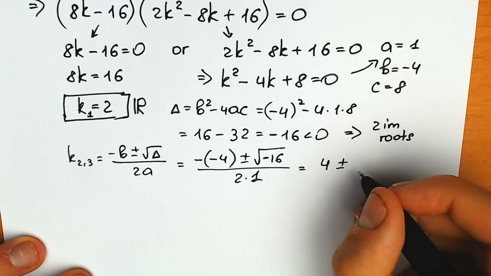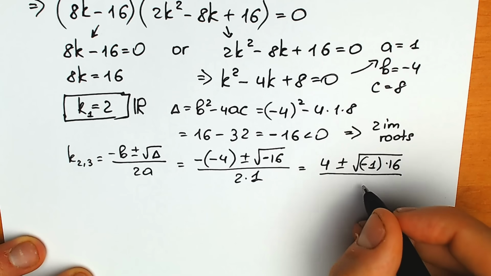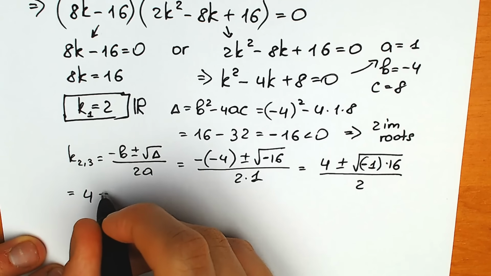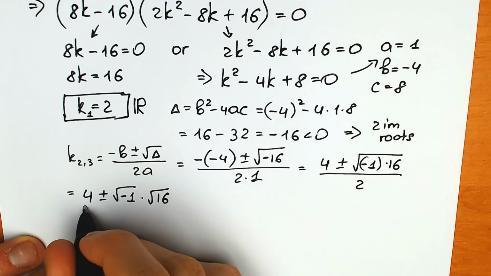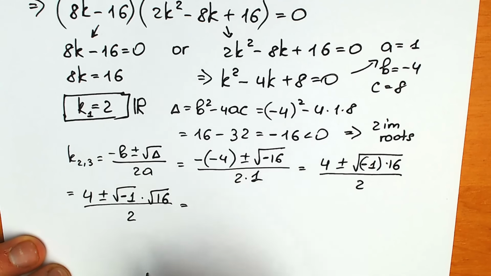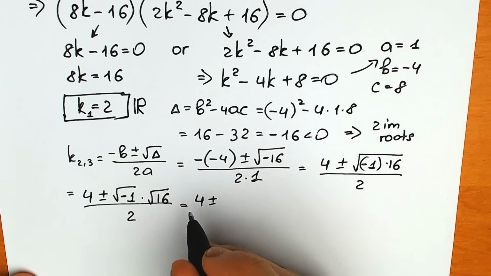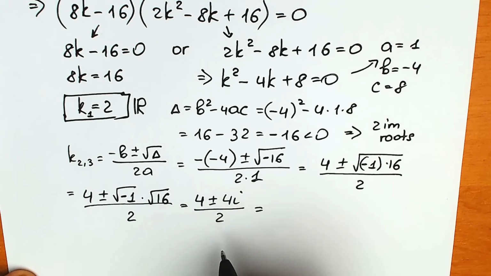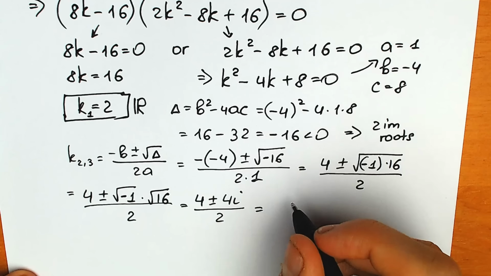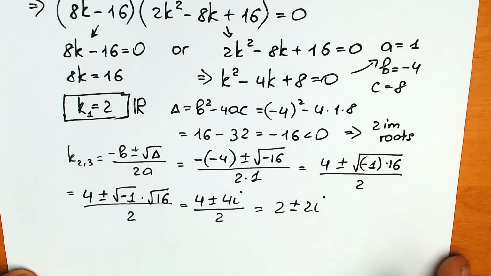How can we write it? The best way is to write it as square root of minus 1 times 16, so we can split it. Right now we can consider this expression as square root of minus 1 times square root of 16, over 2. So we have 4 plus minus square root of minus 1, which equals i, square root of 16 equals 4, so 4 plus minus 4i over 2. And the final thing, we can easily cancel each of these coefficients by 2. We can expand it as 4/2 and 4i over 2. So 2 plus minus 2i. This is our k second and k third.